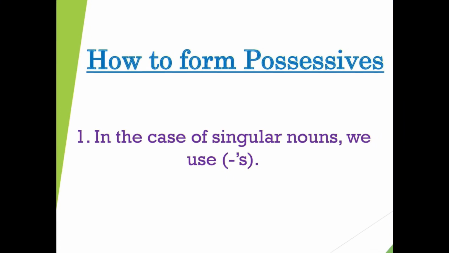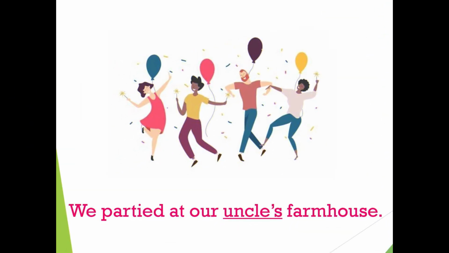Now with every noun there are different ways to form their possessives, and we are going to learn how to form possessives. First, in the case of singular nouns, we use apostrophe s. Suppose we have singular noun in front of us, we will just insert apostrophe s after it to form its possessive case. For example, we partied at our uncle's farmhouse. So here uncle's farmhouse. To show that farmhouse is of uncle and uncle is a singular noun, I have inserted apostrophe s after it. So we partied at our uncle's farmhouse.